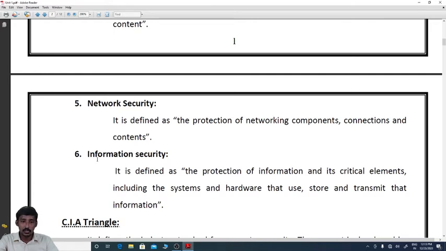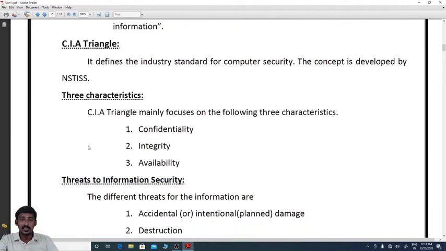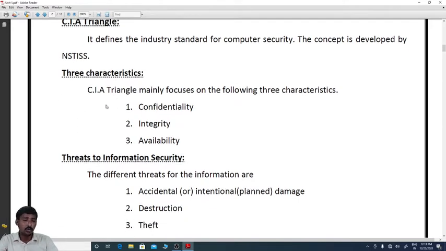Okay, so the next topic is the CIA triangle. These are the three very basic, important characteristics of security, defined for securing information by NSTISSC. That is a standard, an organization that defined these three important characteristics: confidentiality, integrity, and availability.